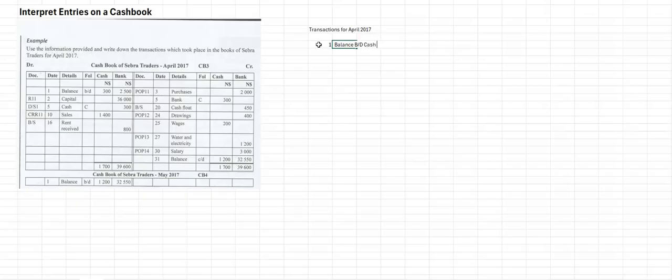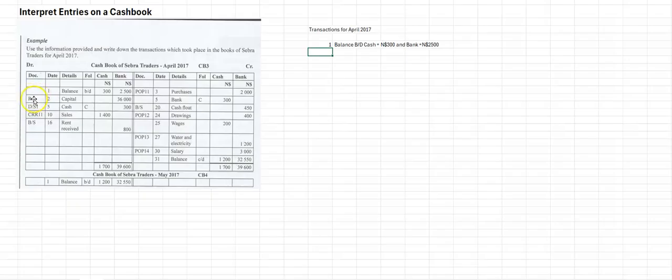cash is equal to $300 and bank is equal to 2,500. Remember your Namibian dollar symbol or your rand symbol. Okay, so then we go to the second transaction. So we have the first, then we go to the second.